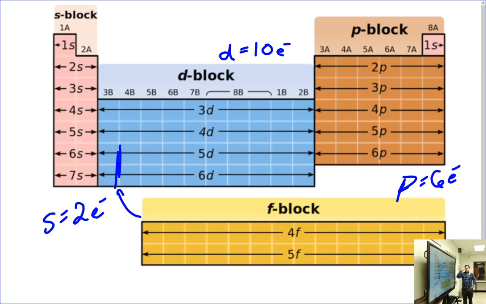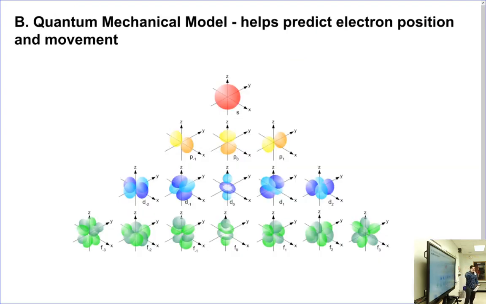So S is 2, P is 6, D is 10. I digress. We're moving on. Here's what I want you to understand. Pause. I'm never going to make you memorize this, but I want you to understand it. I legitimately had a student at the end of chemistry be upset with me because I hadn't taught them the most up-to-date model. There's a reason for that.